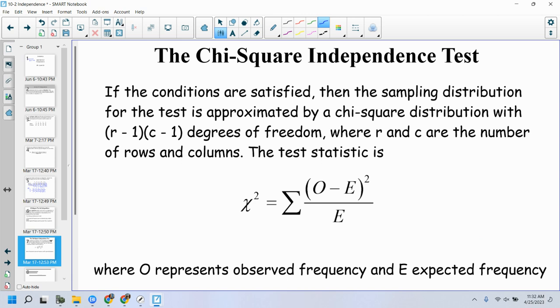Now, I do need a degrees of freedom. Take a look at the calculation for the degrees of freedom. It's R minus 1 times C minus 1: number of rows minus 1 times number of columns minus 1. That's going to get us our degrees of freedom. It's not just row minus 1. It's not just column minus 1. Yesterday it was K minus 1, number of categories minus 1.